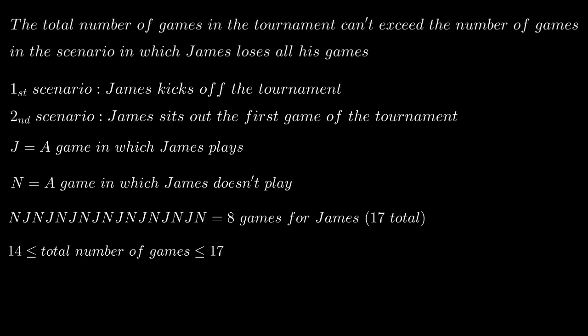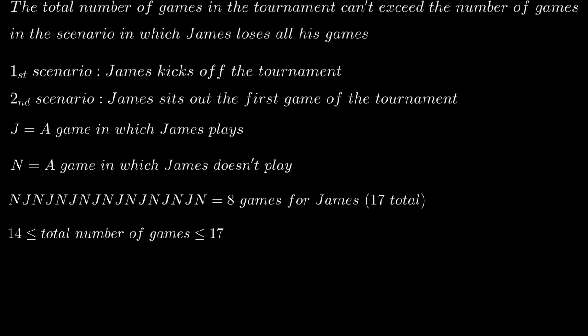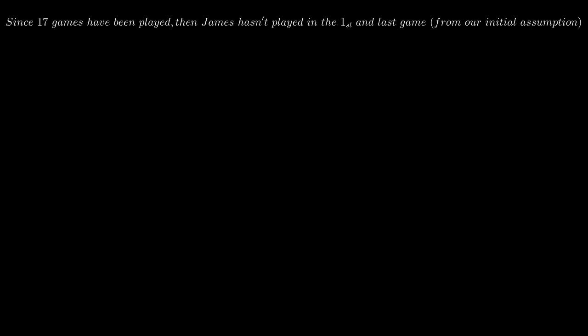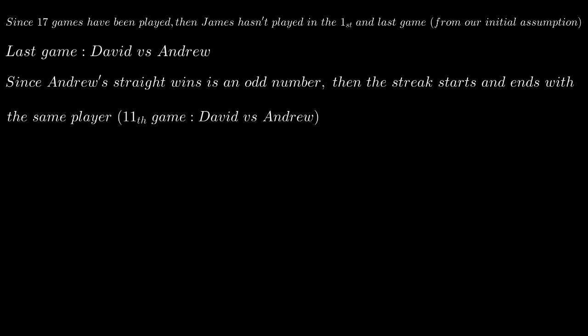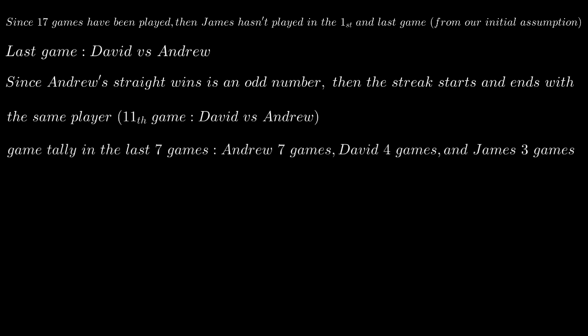So let's examine the first case, where the total amount of games is 17 games, and work our way down as needed. Since 17 games have been played, that means that James doesn't play in the first and the last game. That means the last game is David versus Andrew. Since the number of consecutive wins of Andrew is an odd number, then that means Andrew starts his streak against the same player, David. So the 11th game is David versus Andrew again. So in these last 7 games, David has 4 games, Andrew has 7 games, and James has 3 games so far. So now we have 10 games left in total, the first 10 games.